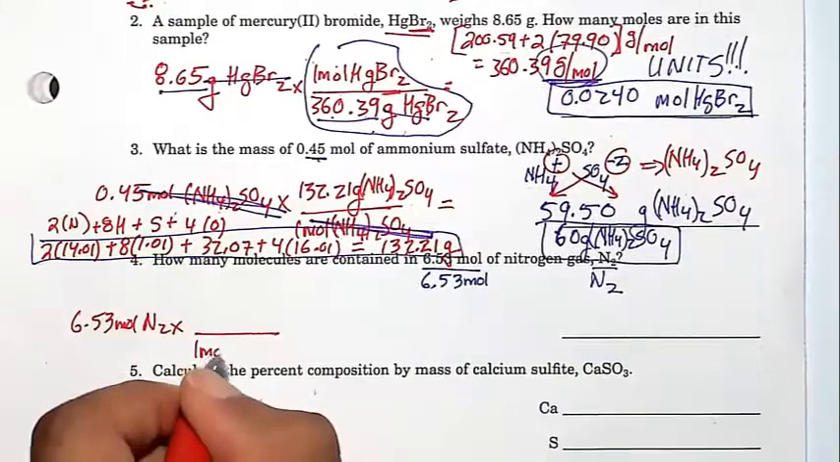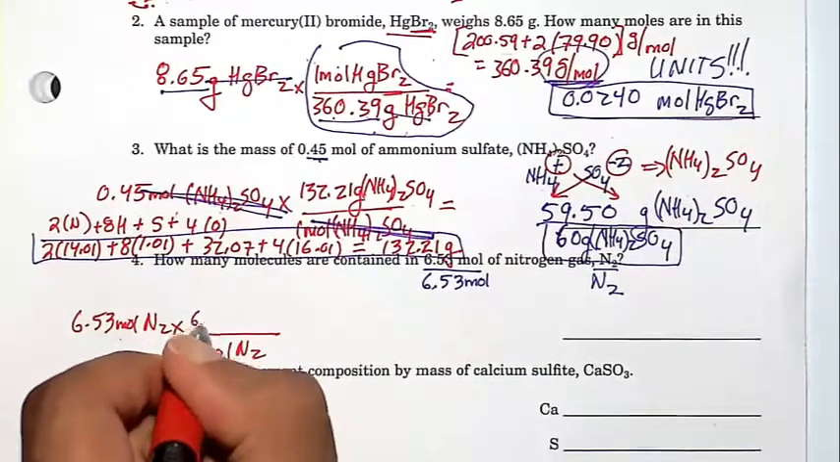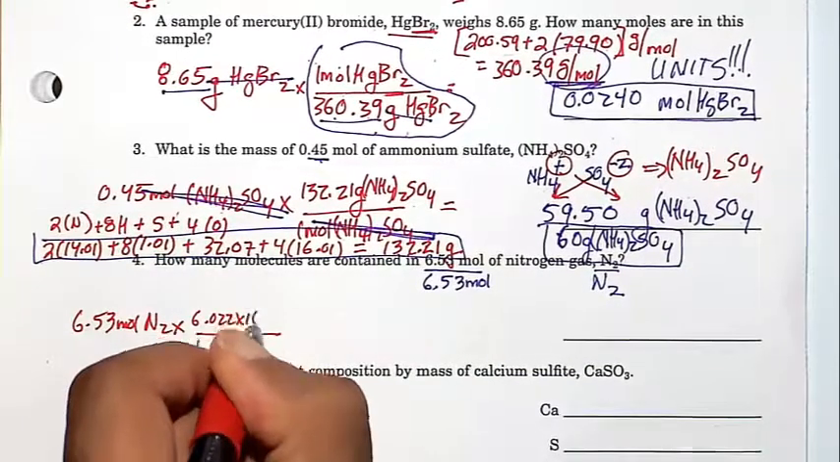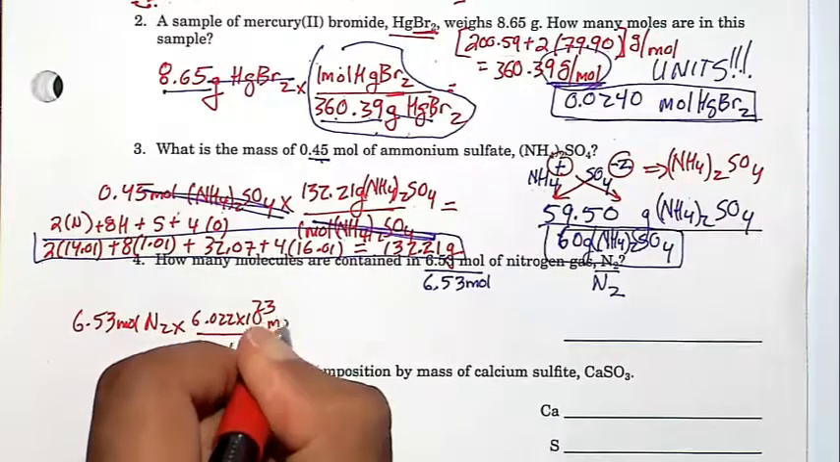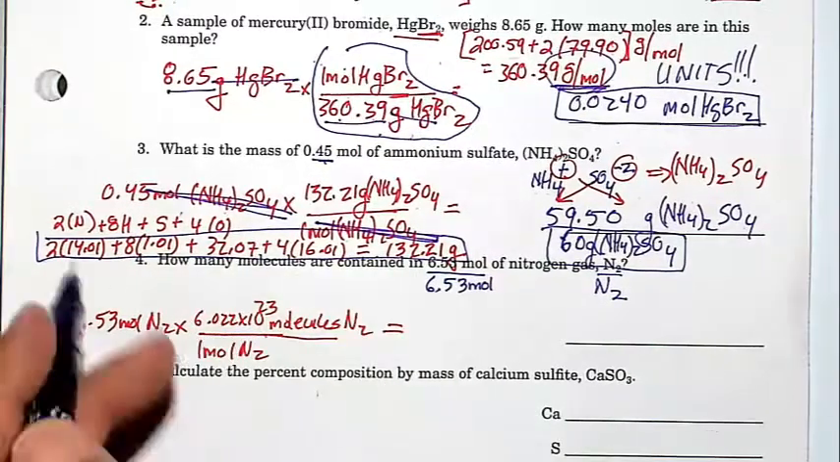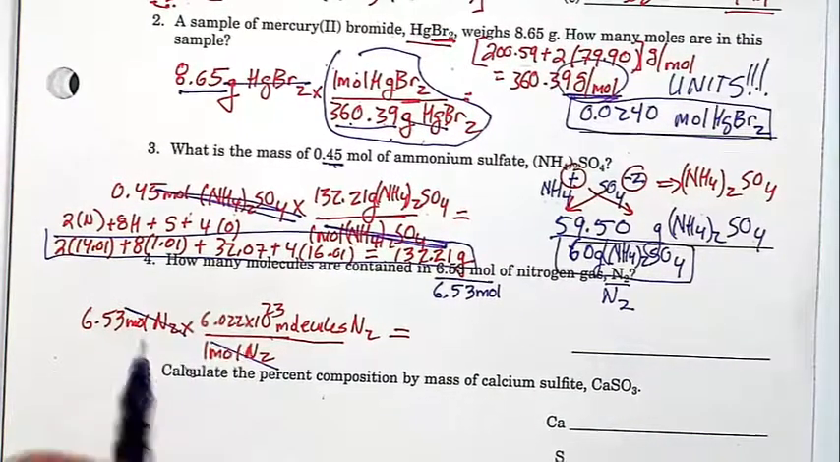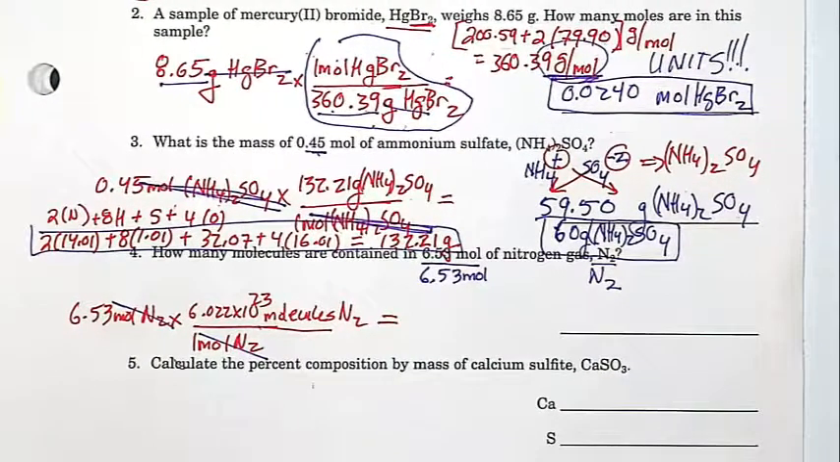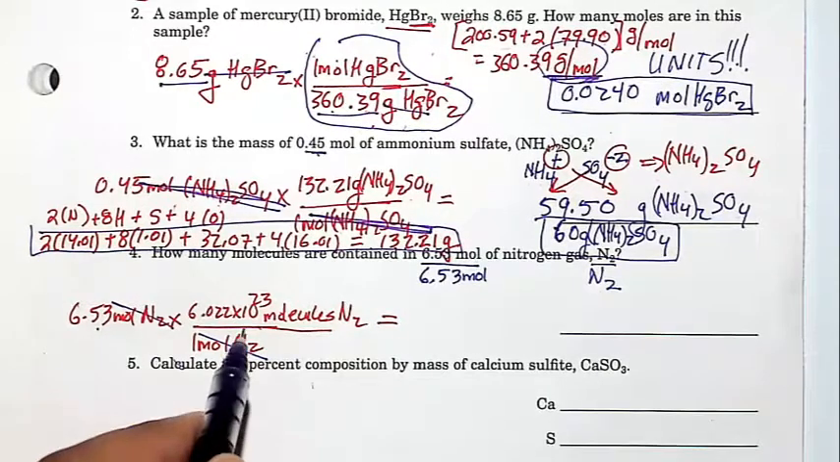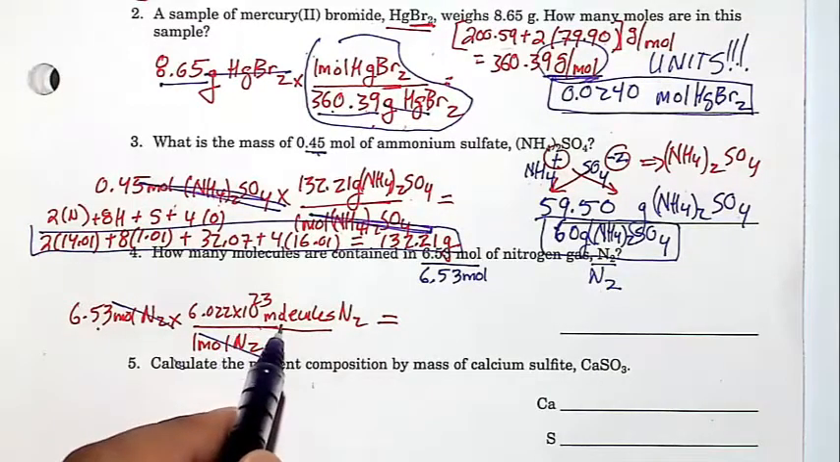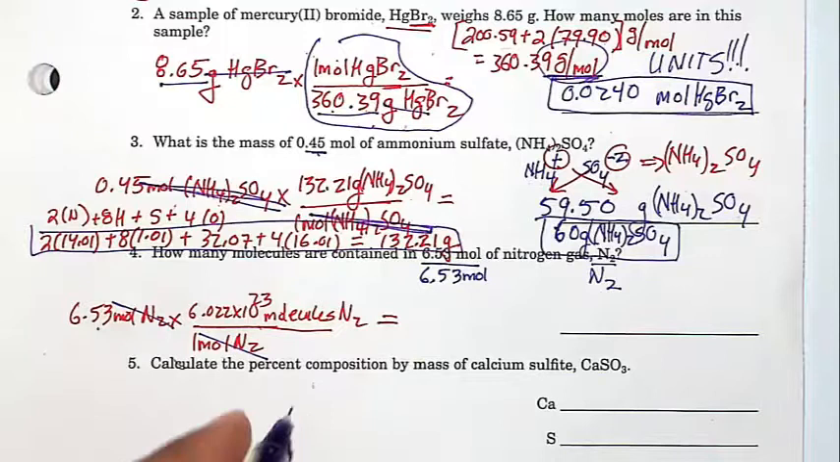For every 1 mole of N2 gas, we have 6.022 times 10 to the 23 molecules. And 1 mole of N2 cancels out with the mole of N2 here. If you do 6.53 times 6.022 times 10 to the 23 molecules of N2, your answer is going to be in molecules of N2.